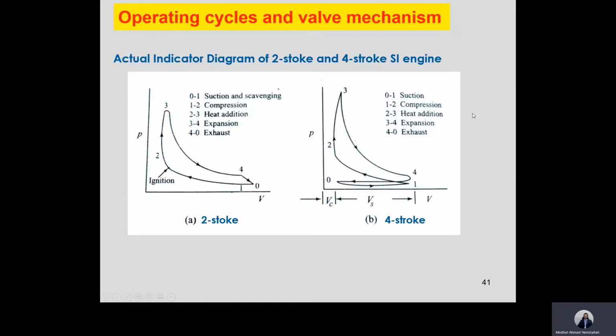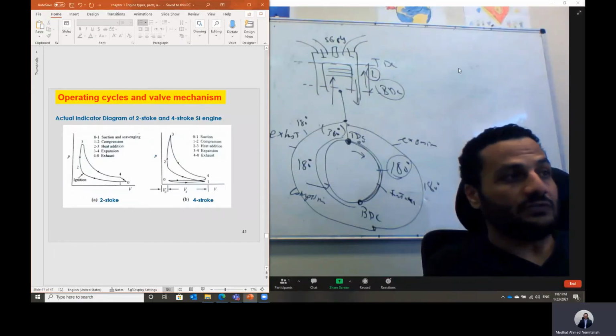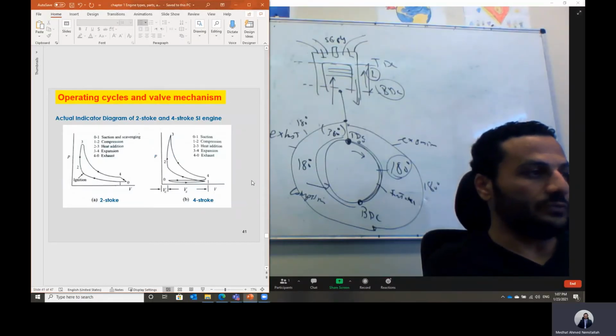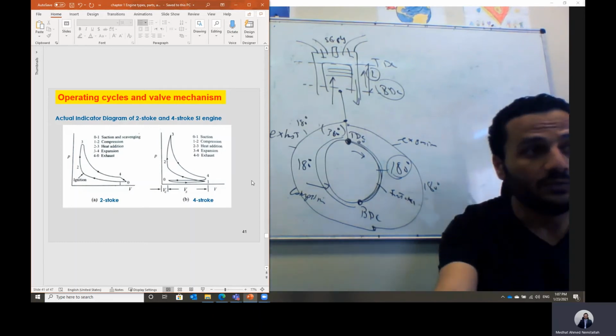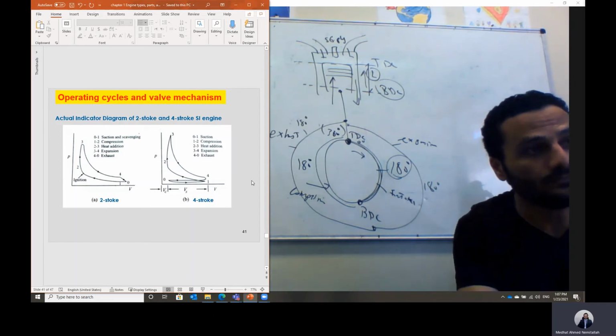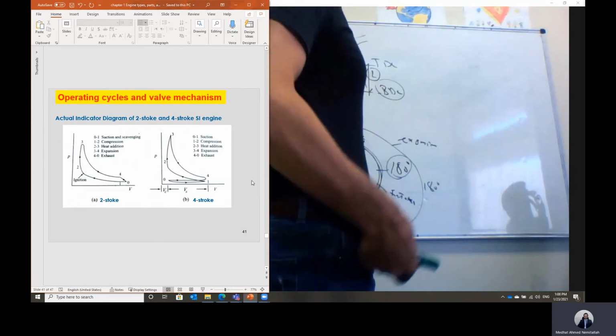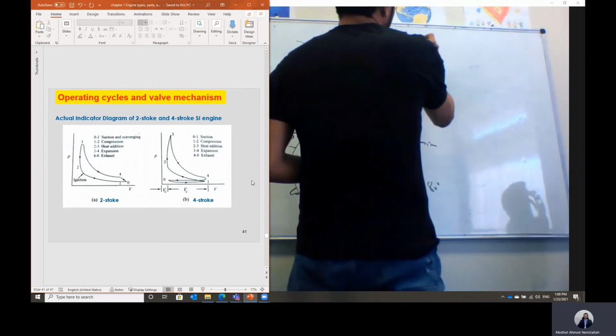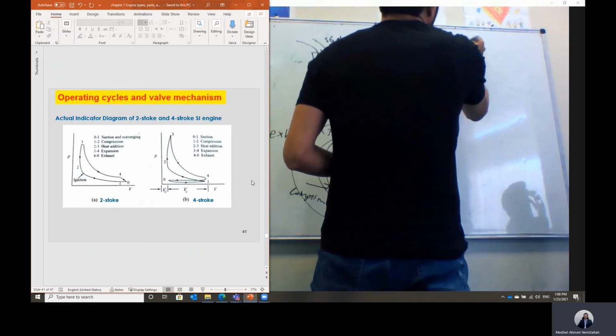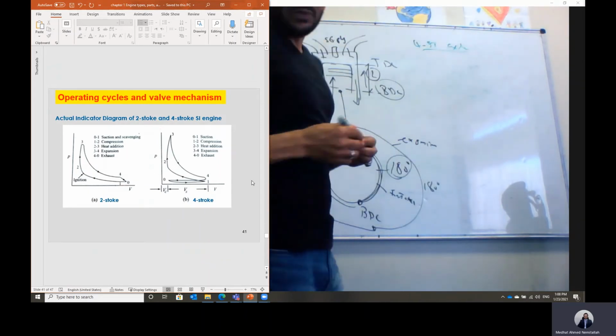This is the cycle for the four-stroke and also the cycle for the two-stroke engine. We can just look at this cycle. Let me draw it as a cycle for the four-stroke engine. We can look at it on the PV diagram.